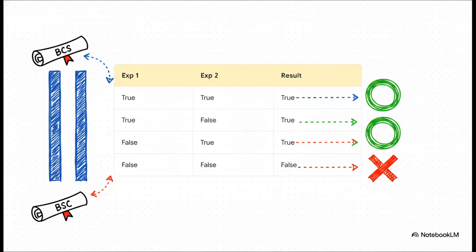Now contrast that strictness with the OR operator, which uses two vertical pipes. Here, your expression succeeds if at least one condition is true. So if a candidate has that BCS degree or the BSc degree, boom, the statement is true. It's only when both individual checks fail that the whole expression fails.